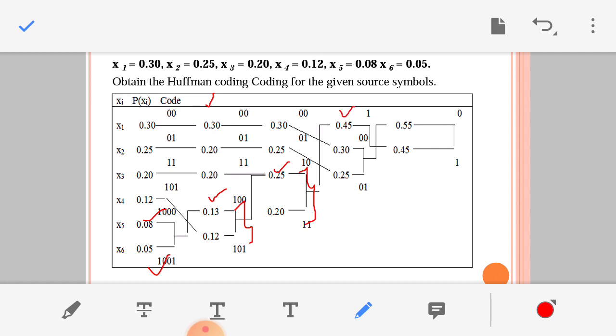Then we reorder the above sequence. Then we add the lower two, 0.30 and 0.25. We get 0.55. Then we add 0.55 plus 0.45. Then we get 0 and 1. Then we track the code word from right to left.